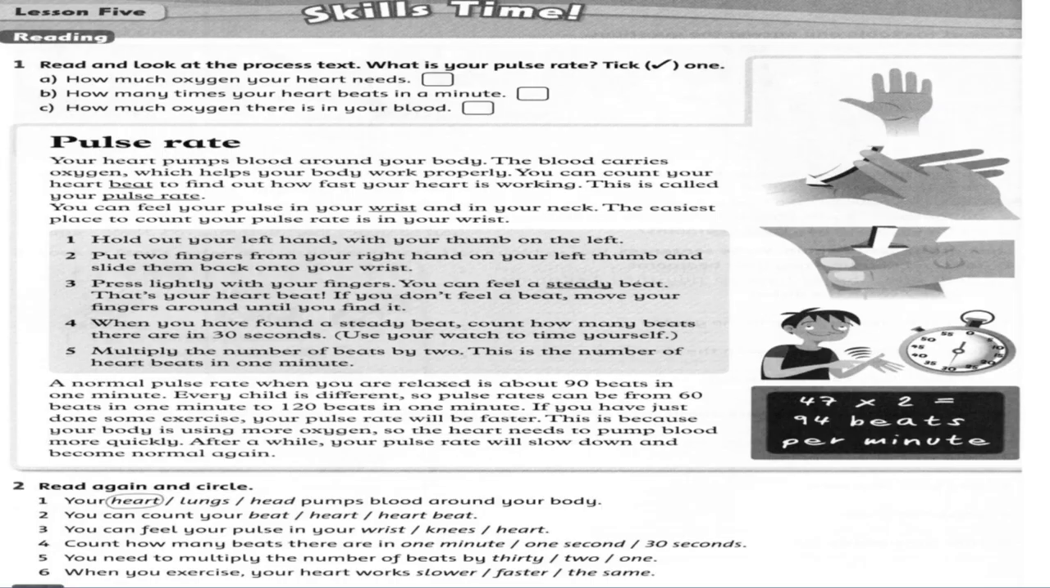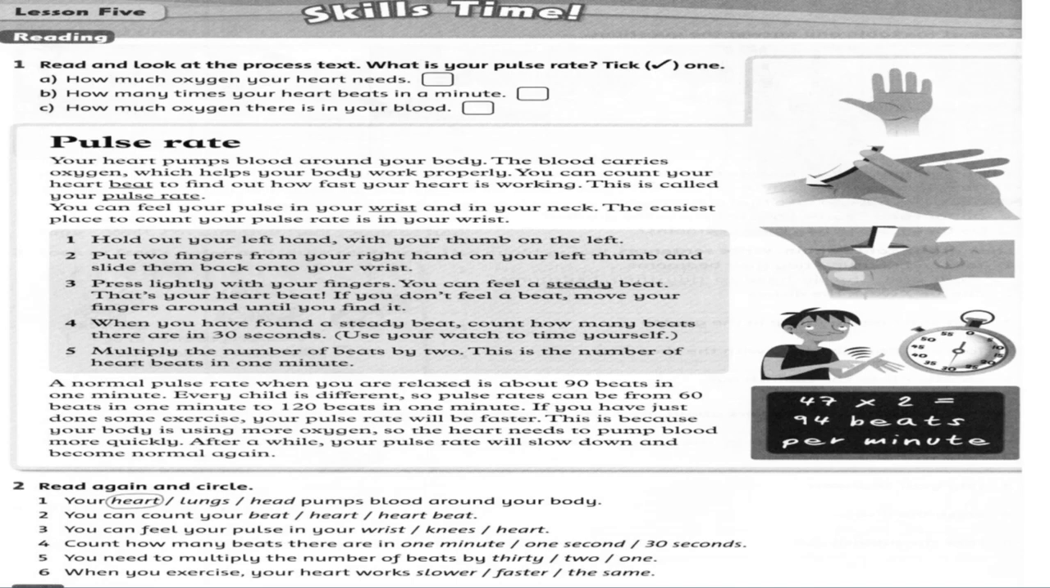Alright guys, so page 78, lesson 5, it says, read and look at the process text. What is your pulse rate? Okay, so you are going to read the text and you are going to tick only one of them. Which one do you think you are going to find out?